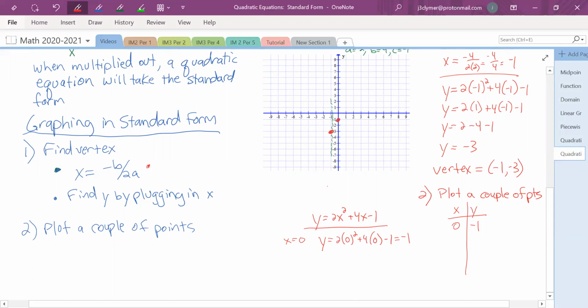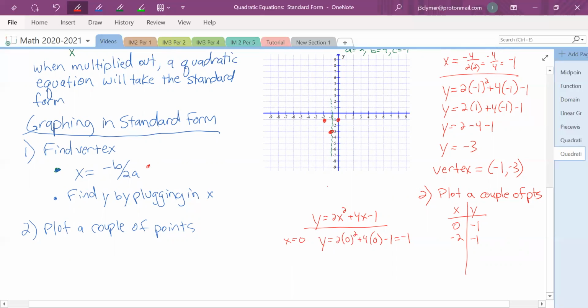But because we have symmetry, we can say, all right, if I went 1 to the right, I'm going to be at y equals negative 1. Also, if I go 1 to the left, I should be at y equals negative 1. That's part of the symmetry. So that means when x is equal to negative 2, we should also get negative 1. You could test it by plugging in and see if it's true, but it should be true. And we don't have to test it because we know we have symmetry.